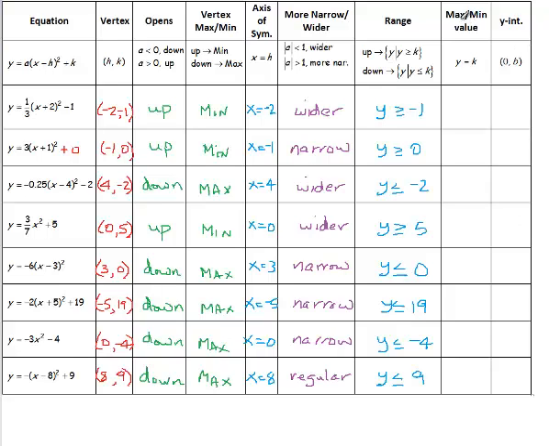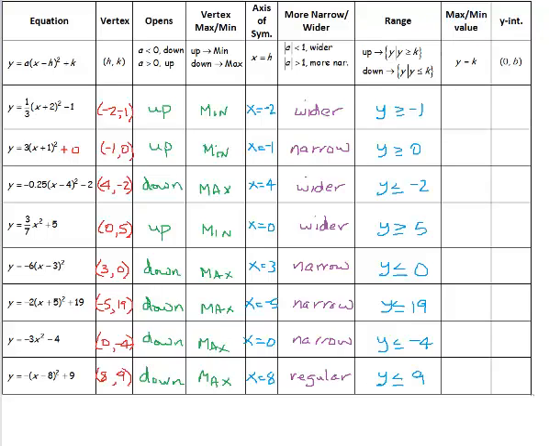Now this pops up sometimes, the word value. Okay, max or min value. Now don't get confused by that. Max or min value just means the lowest value on the graph, and that's the k value. So don't get confused by the word value versus point.